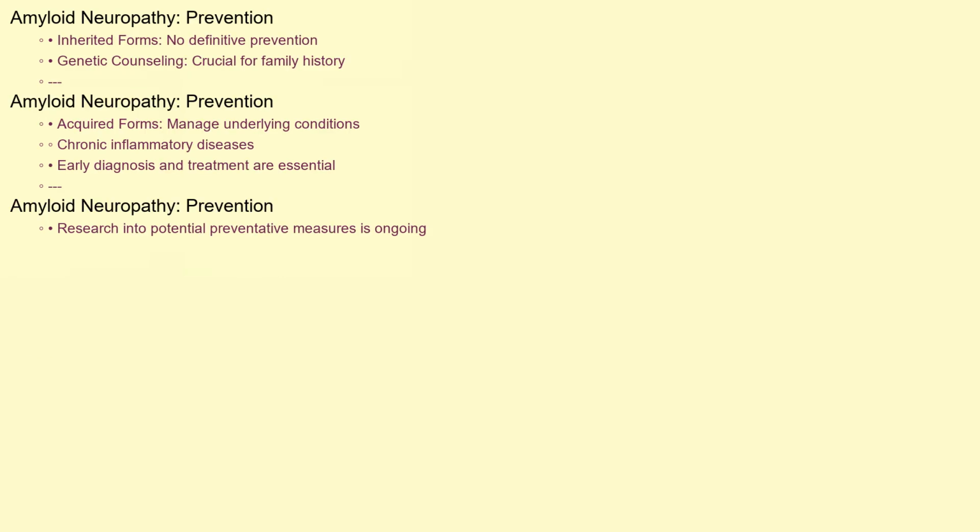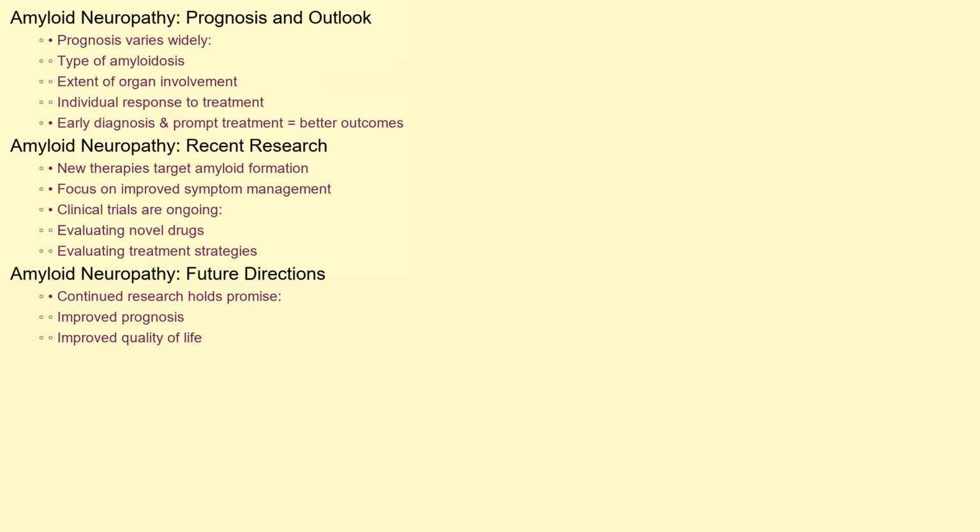Currently, there's no definitive way to prevent inherited forms of amyloid neuropathy. Genetic counseling is crucial for individuals with a family history of the disease. For acquired forms, managing underlying conditions that increase the risk of amyloid formation, such as chronic inflammatory diseases, may help reduce the risk. Early diagnosis and treatment of these underlying conditions are essential. Research into potential preventative measures is ongoing.